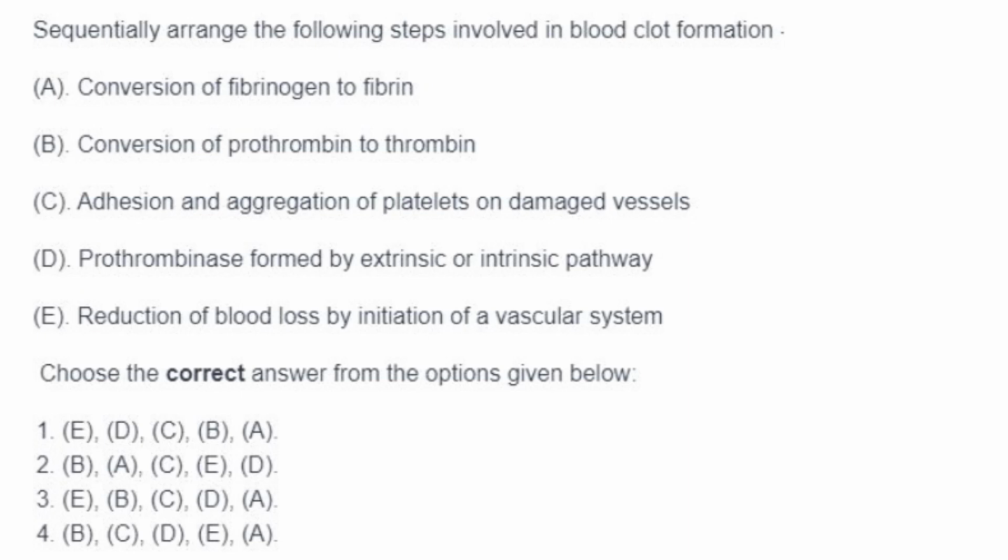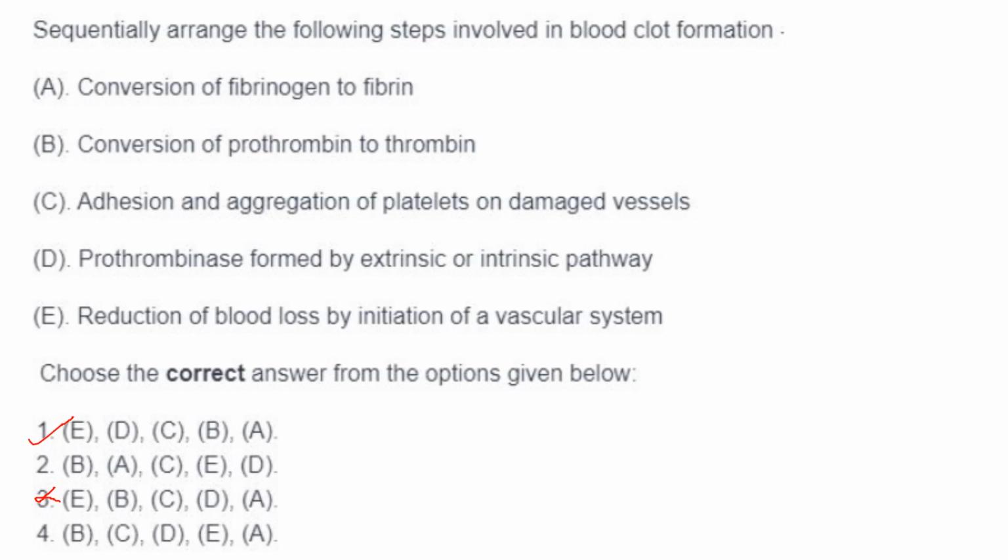Okay. So E is the first one in options 1 and 3. Next one will be adhesion and aggregation of platelets on damaged vessels, which they have not given in options 1 and 3. They have given D in one case and B in the other case, that is conversion of prothrombin to thrombin, which is not going to happen as soon as there is reduction of blood loss by initiation of vascular system. So 3 cannot be the answer. So you have to forcefully go for option 1.